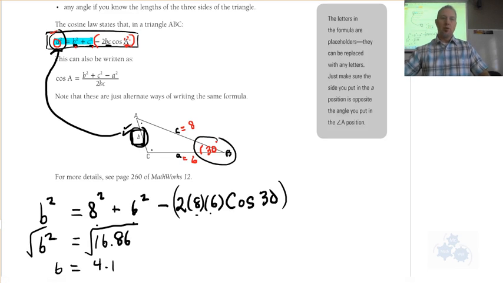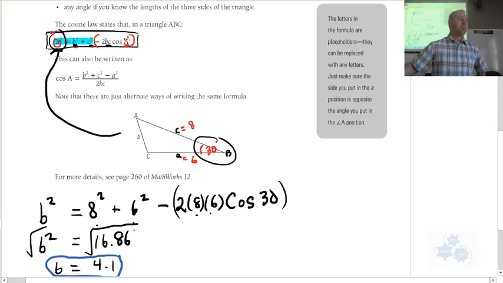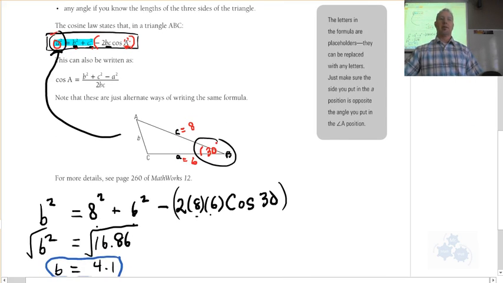Now what you want to do is check real quick to see if that's reasonable. If this side is 8 and this side is 6, this side really could be 4. That looks pretty reasonable, right? So you've got your side length here of b, and that's using the cosine law. Okay, so the big thing is remembering this formula.